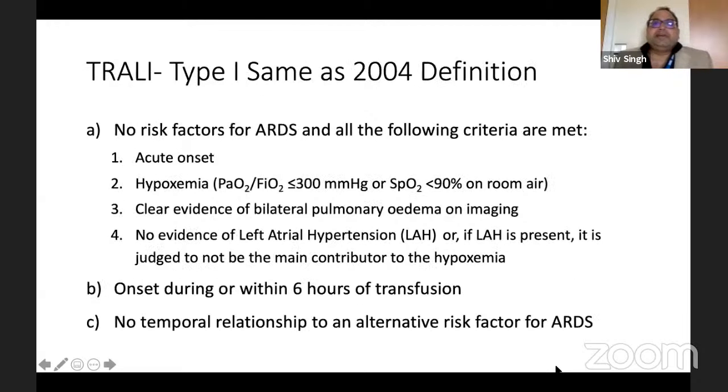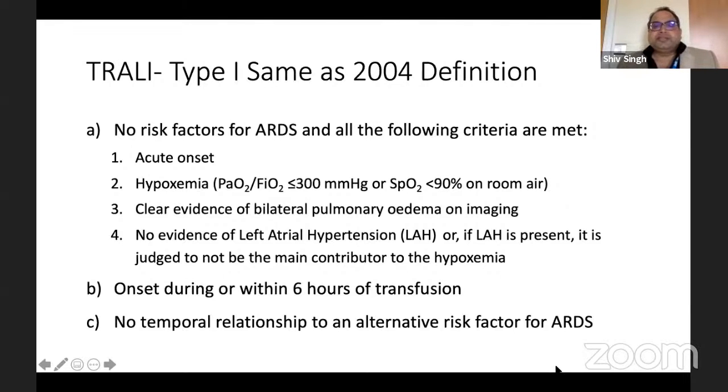Now in the new definition, following the 2019 consensus, type 1 is similar to the 2004 definition. So in this, the first one, factor A, is no risk factors for ARDS, and all the following criteria are met. This is an acute lung injury, or acute respiratory distress, which is acute in onset. There is hypoxemia, defined as PaO2/FiO2 less than 300 millimeters of mercury, or SpO2 less than 90% on room air. Not on oxygen, but on room air.